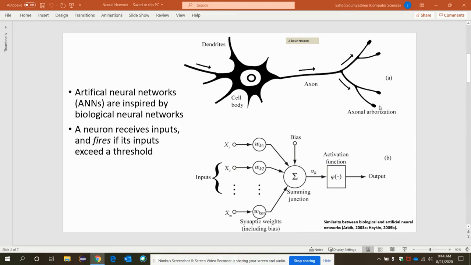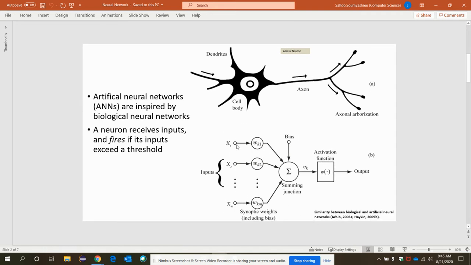The basic components of the ANN, that is the artificial neural network, are given in figure B, which consists of 6 components: the input layer, the weights, the hidden layer, the summing function, the activation function, and the output layer. So what happens actually in the input layer? The input signals such as x1, x2 up to xm are sent to the input layer and transmitted to the next layer.